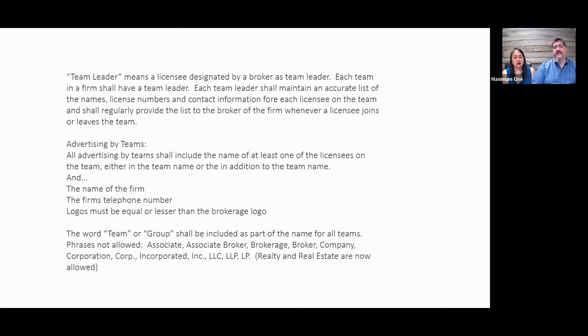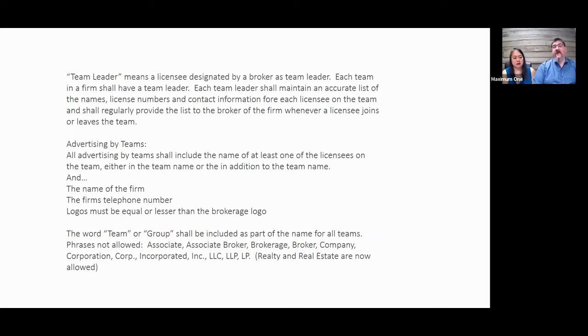Now, when it comes to the team name, there are a couple of big deals. So the first one is the name team or group must be included. I don't think they use the word shall be included as part of the name for all teams. Teams must now have the word group or team in the name. And there is no, well, but we're Alliance Real Estate Services. Not any good anymore. You have to have the name group or team in every single name.